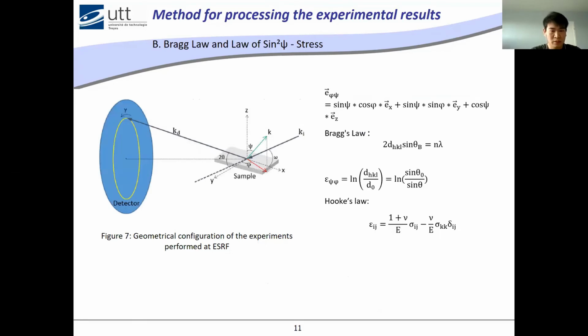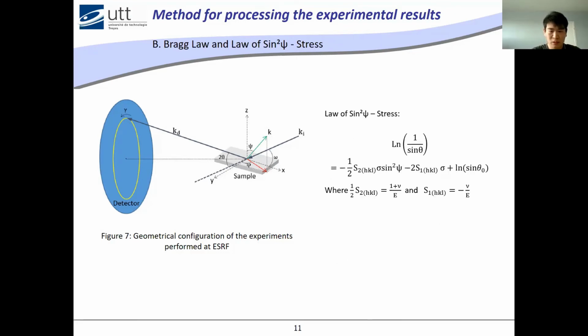Bragg's law and the law of sin²ψ can help us to determine the stress. Bragg's law gives us a relationship between the interplanar distance d_hkl and the diffraction position θ of a given peak. With Hooke's law, we can finally get the law of sin²ψ as a function of stress. By drawing ln(1/sin θ) as a function of sin²ψ, we can see that the stress is in the slope.